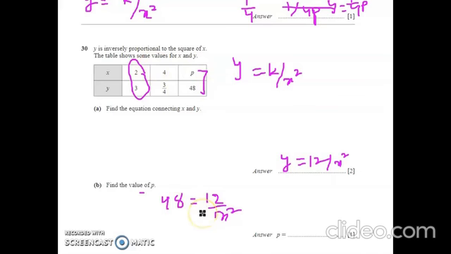Alright, so 12 divided by 48. That is 1 upon 4 equals x square. So x will be, so the p value basically it will be 1 over 2.